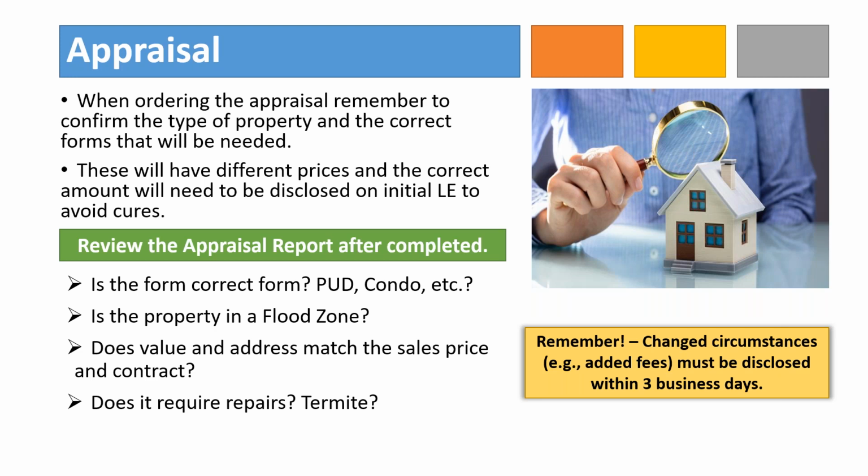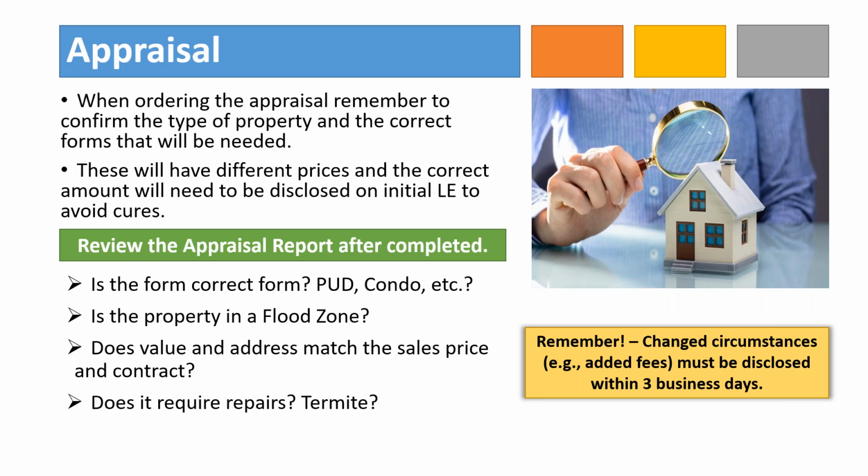You need to review the appraisal report once you receive it and make sure it is in the correct form. Like if you requested a rental income, if you have a PUD or a condo or manufactured, so many other different properties out there. You should always check if the property is in a flood zone. Does value and address match the sales price and contract? Does it require repairs or termite?